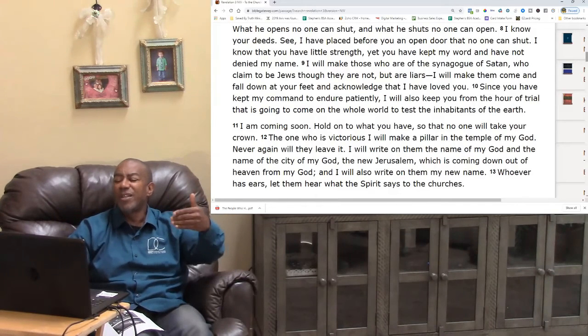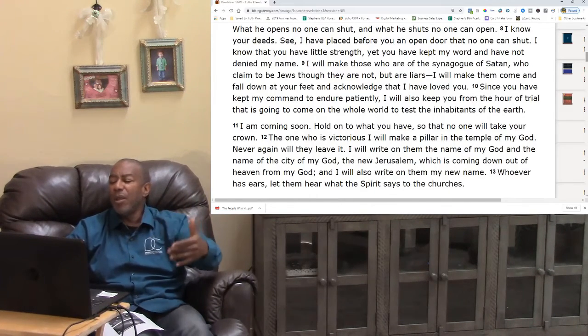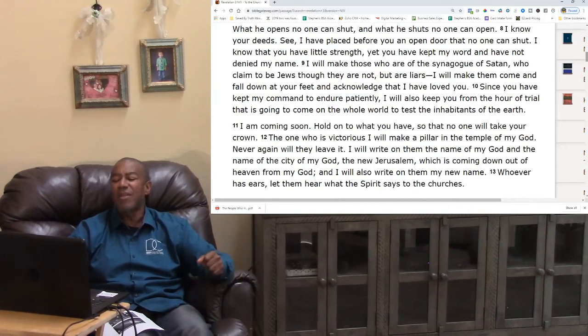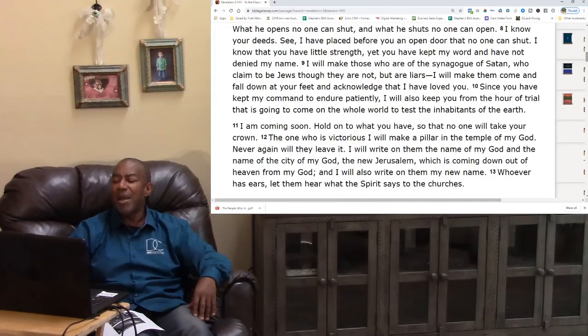To the one who is victorious, I will make a pillar in the temple of my God. Never again will they leave it. I will write on them the name of my God and the name of the city of my God, the new Jerusalem, which is coming down out of heaven from my God. And I will also write on them my new name. Whoever has an ear, let them hear what the Spirit is saying to the churches.